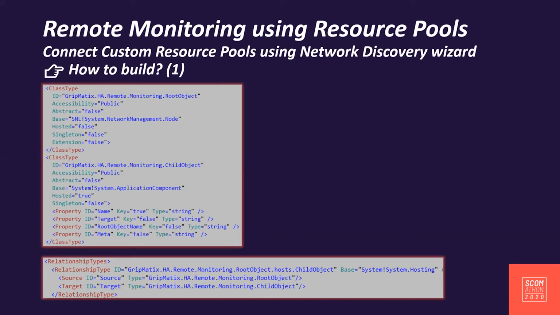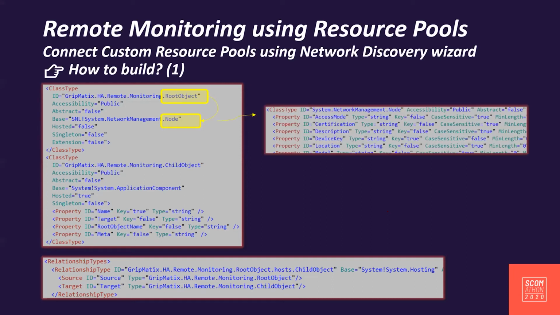So what I did, I created a root object class, based on the network management node class. And the network management node class is a non-abstract class, which means you can discover instances for that class. And actually, my root object device, that dummy network device, is an instance of this class. But I wanted to have my own class too, using the same key property of the network management node class.